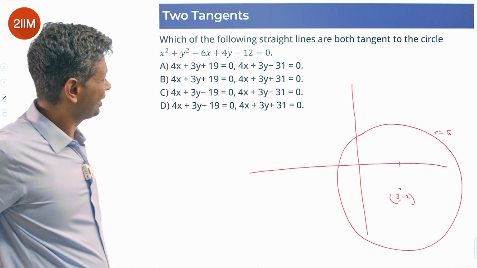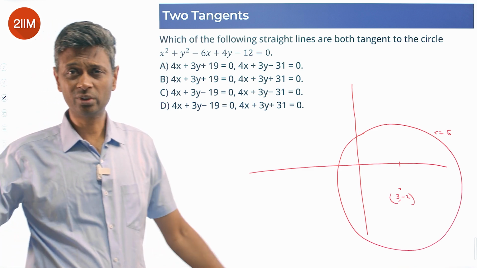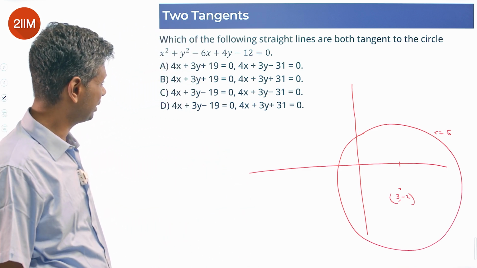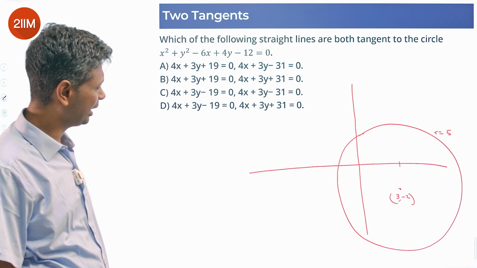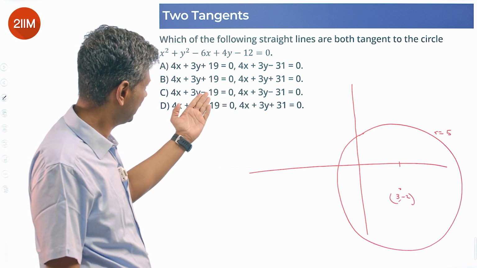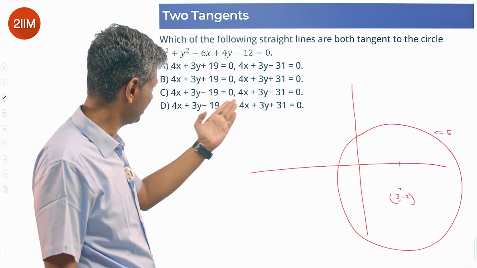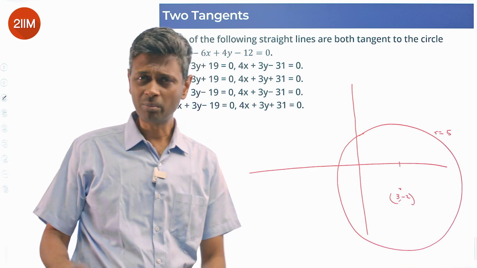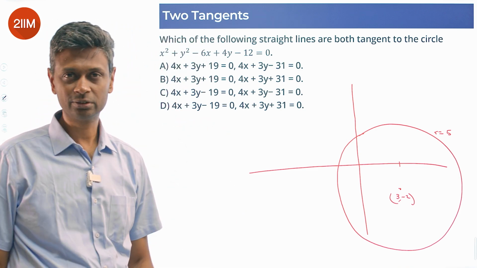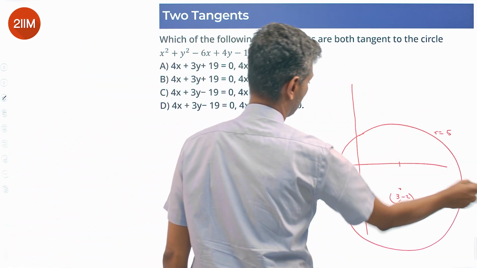Now, which of the following straight lines are both tangent to the circle? Two straight lines. So 4x plus 3y plus 19 equal to 0, 4x plus 3y minus 31 equal to 0: plus 19, plus 31, minus 19, minus 31, minus 19, plus 31, all combinations of that. 4x plus 3y is a line, so it's a line like this or a line like this.